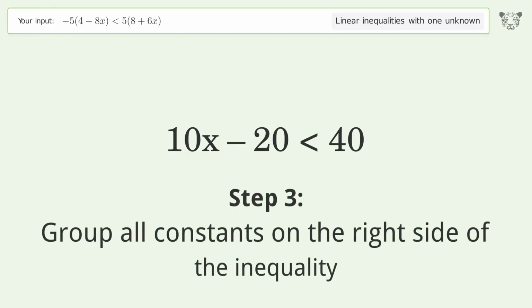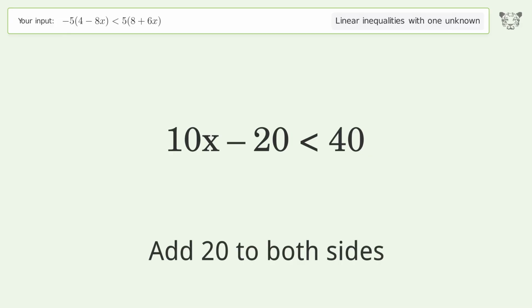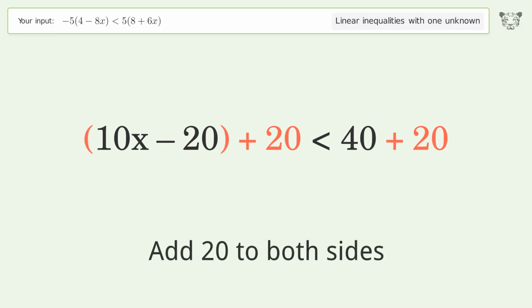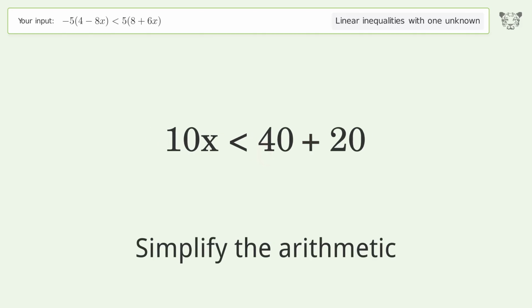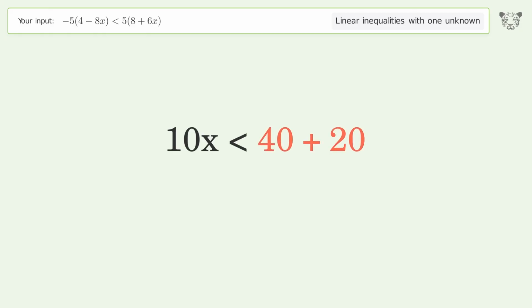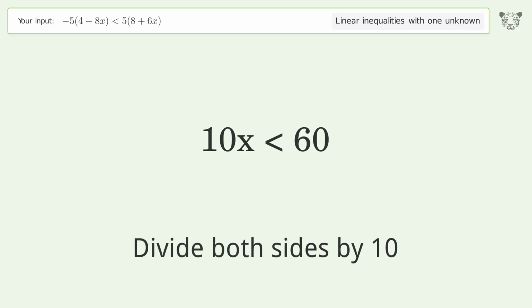Group all constants on the right side of the inequality. Add 20 to both sides. Simplify the arithmetic. Isolate the p. Divide both sides by 10.